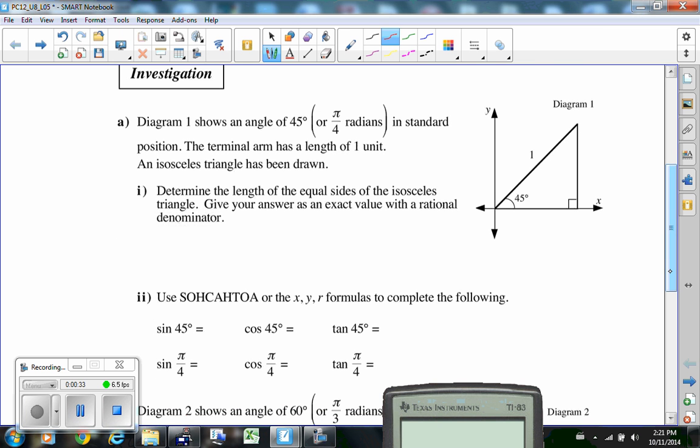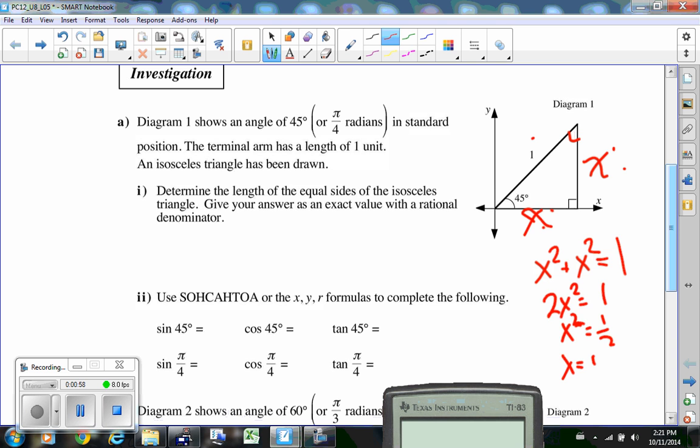And if this is 1, and this is x, well, because this is 45, this also has to be x. And then what I could do is go x squared plus x squared equals 1. Good old Pythagoras theorem, a squared plus b squared equals c squared. Or 2x squared equals 1, or x squared equals 1/2, or x equals 1 over root 2. If I take the square root of both sides, it should be plus or minus, but since I know these are only positive values, I can just use the positive one.